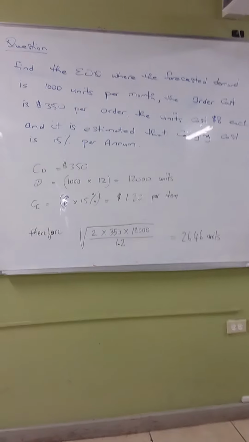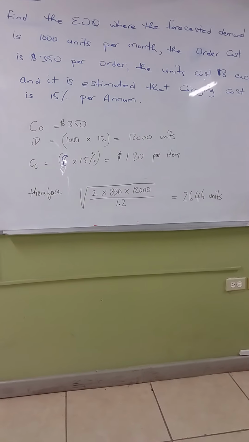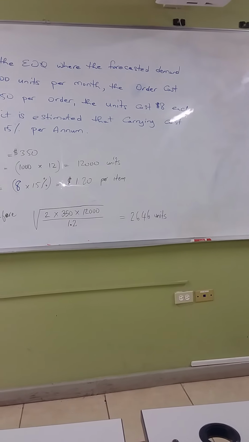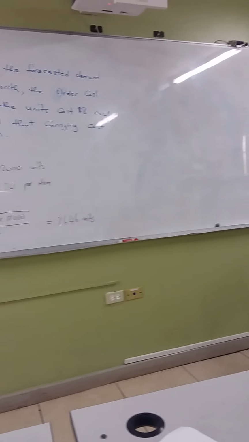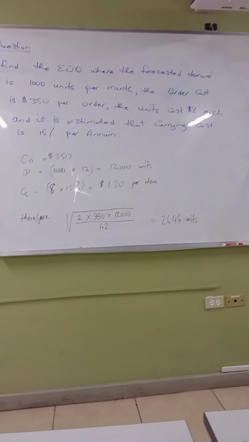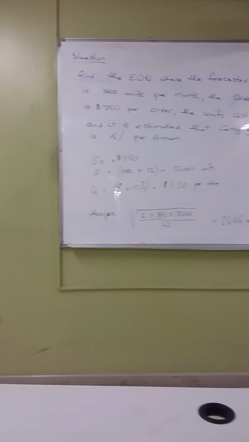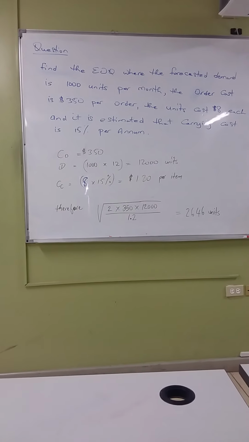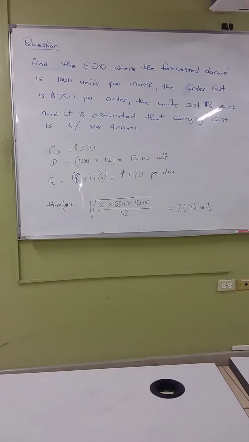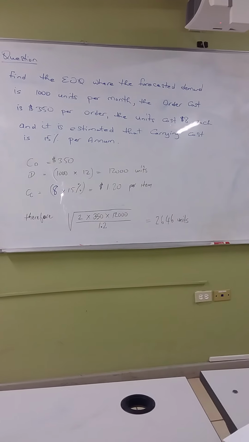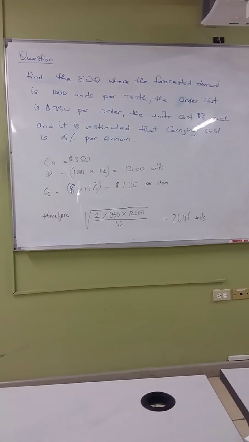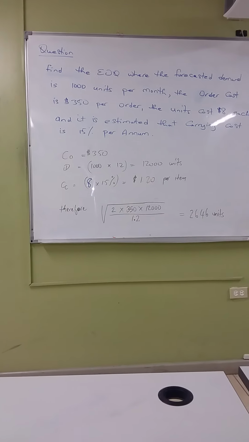Then you're looking at your carrying cost. Your carrying cost there is based on the $8. So 8 times 15% will give you $1.20 per item. What that is saying to you is that to carry your goods in your inventory, it's going to cost you $1.20 for each of those goods. It costs you a total of $1.20 per item to keep those goods in your inventory. That is what it is costing the company.